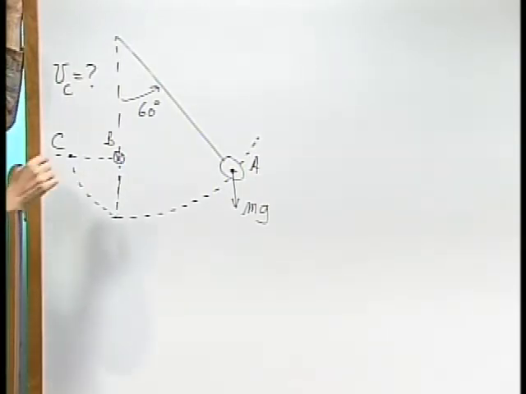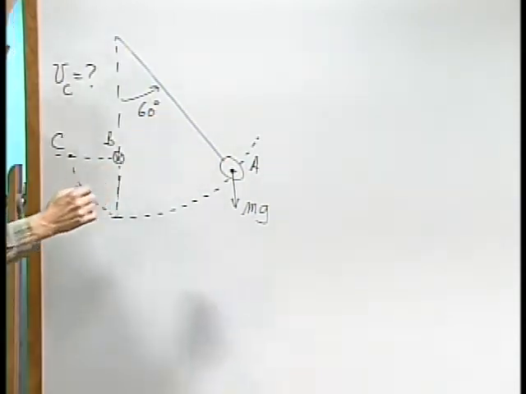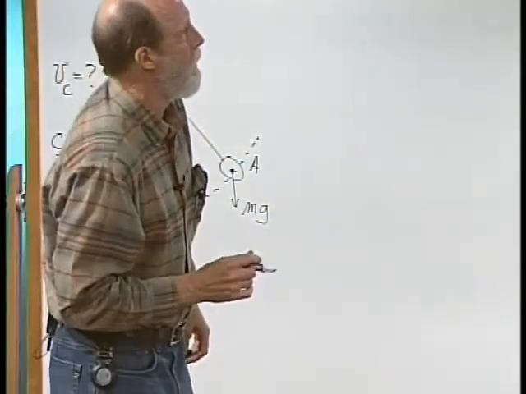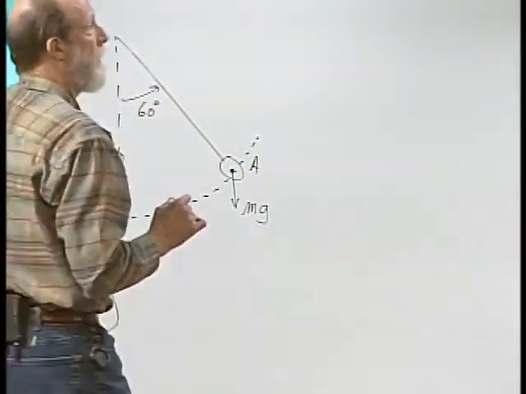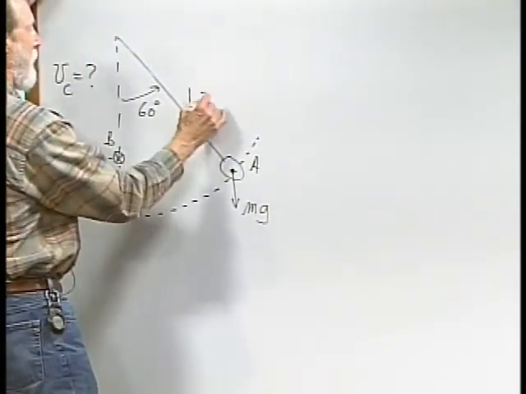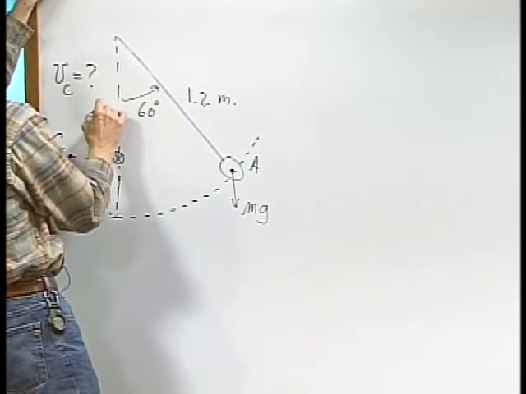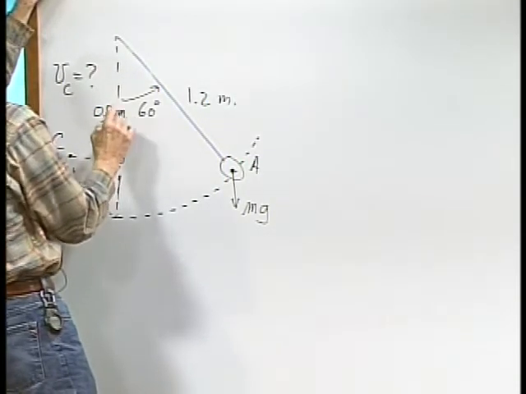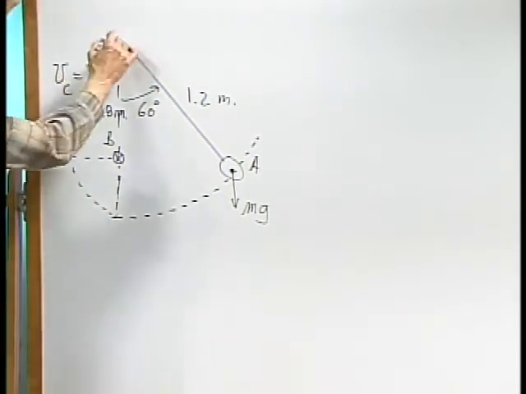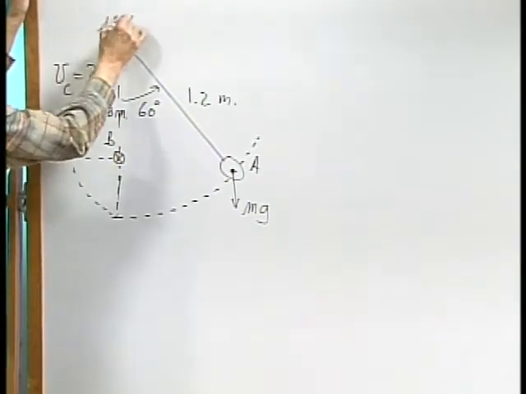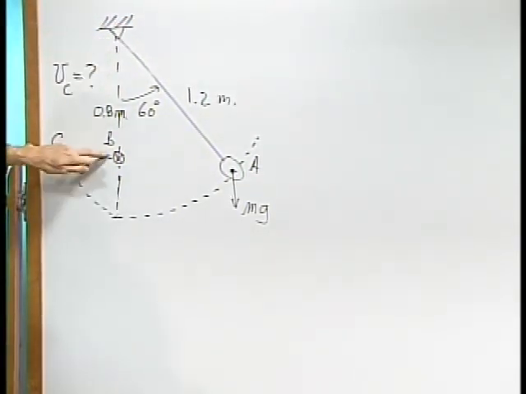They also give us a little more geometry. Happens to be 1.2 and 0.8 meters. 1.2 meters here and 0.8 meters from the support point down to B.